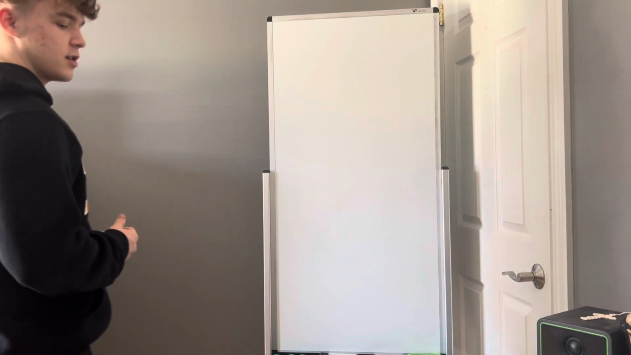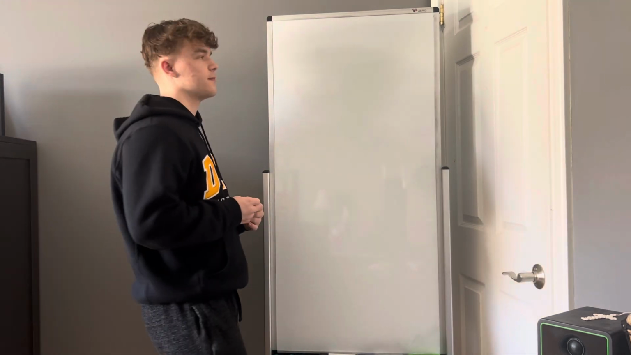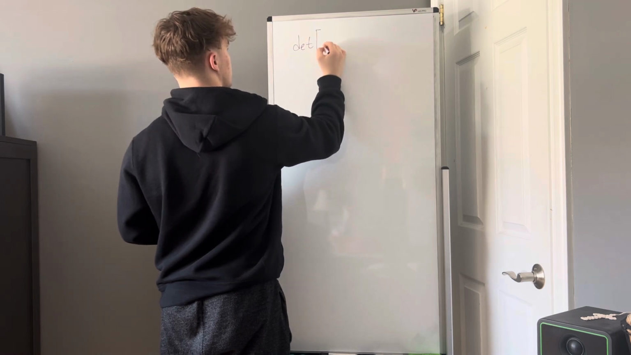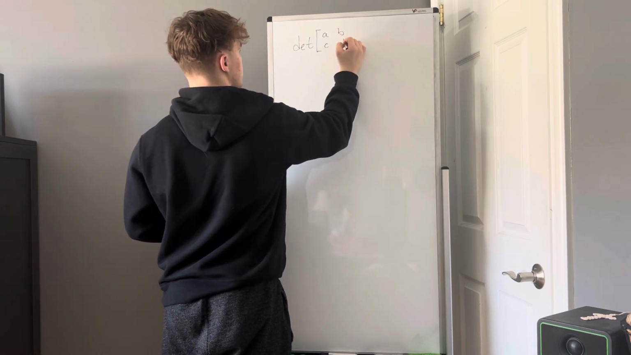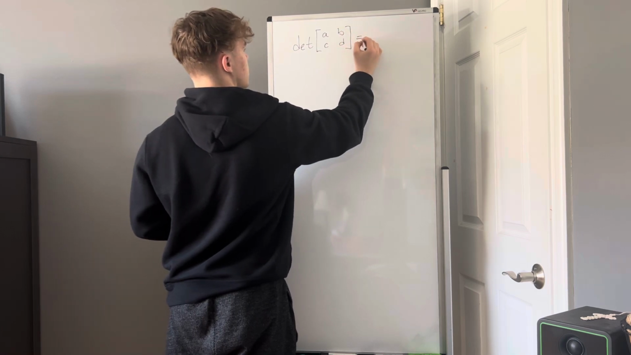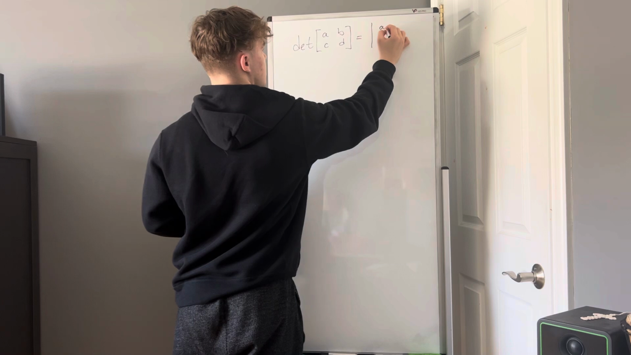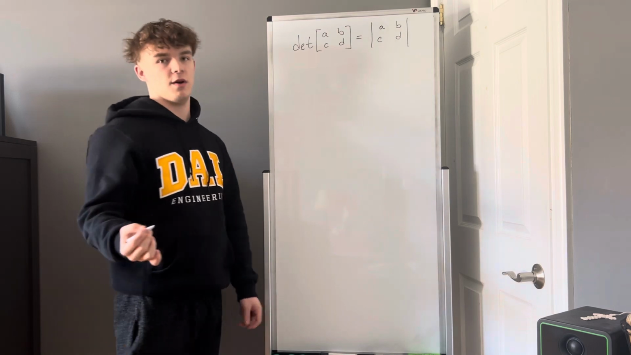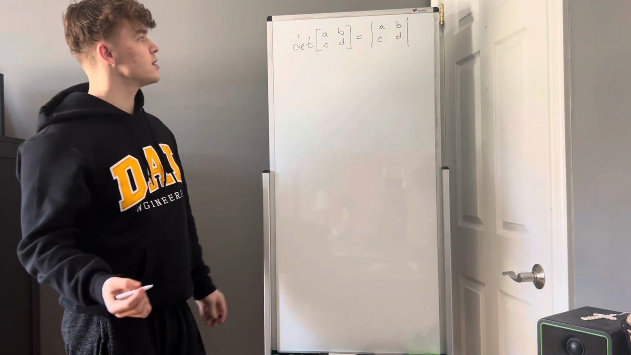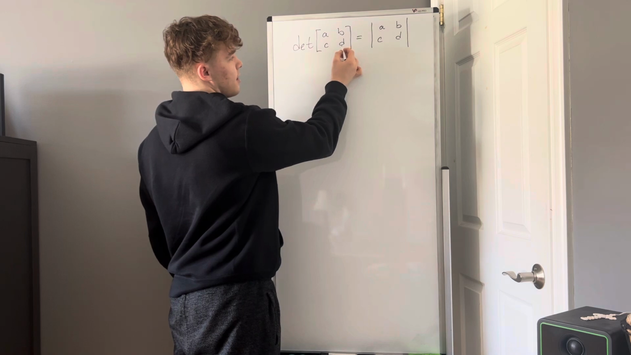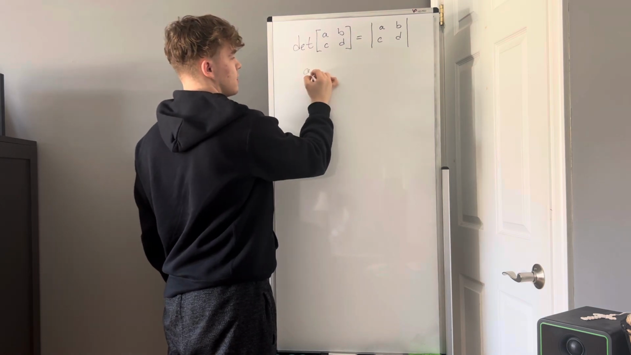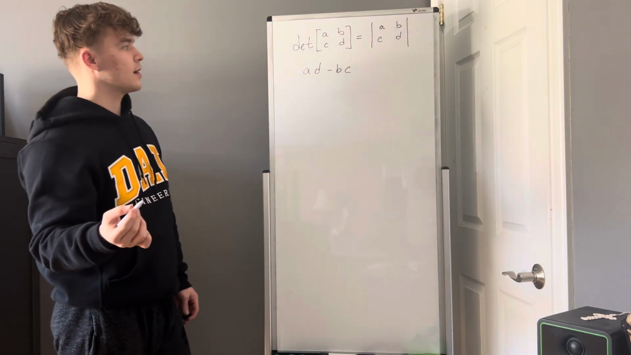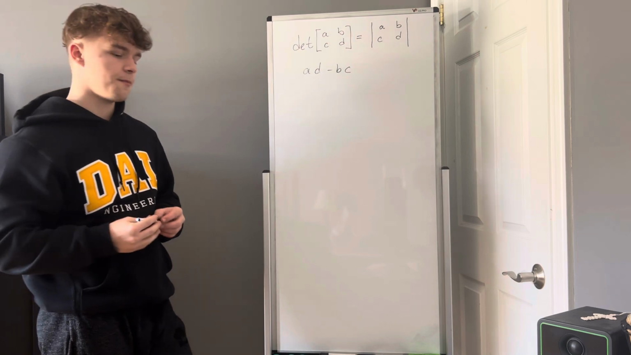So first let's talk about the determinant of a 2 by 2 matrix. This can be written out as either DET of, we'll call it, A, B, C, D, or you could also just write it without the brackets, almost like absolute value bars. And all this is going to be is A times D minus B times C. And so that's the determinant of a square matrix.